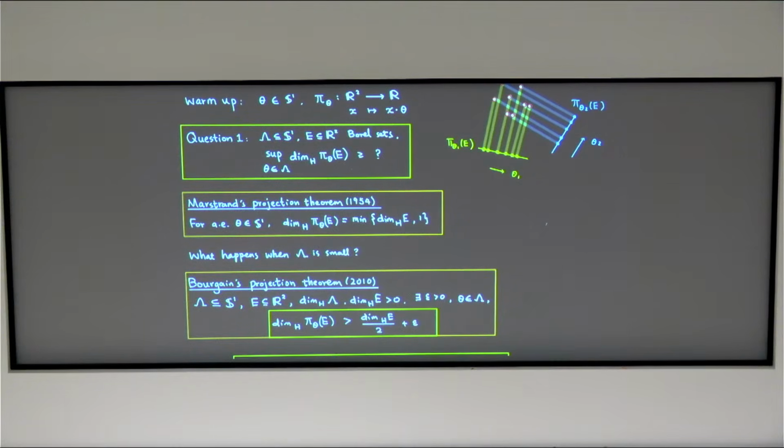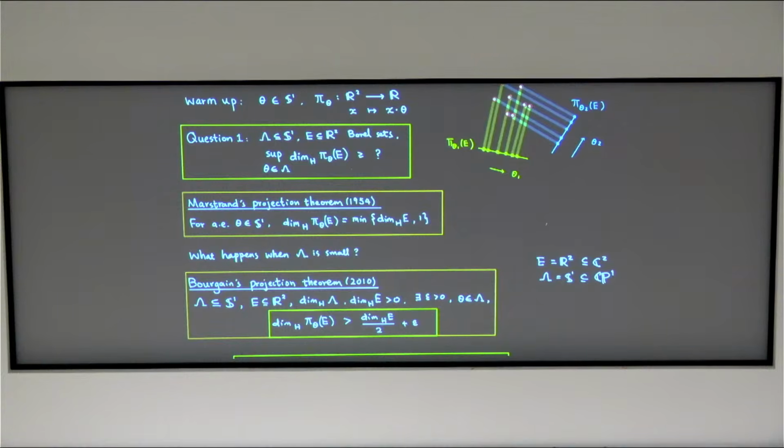So also this is a theorem that distinguishes real numbers and complex numbers. For example, suppose we are not in R^2, but we are in C^2. Then we take E to be R^2, a subset of C^2. Then we can just take lambda to be S^1, which is a subset of CP^1.